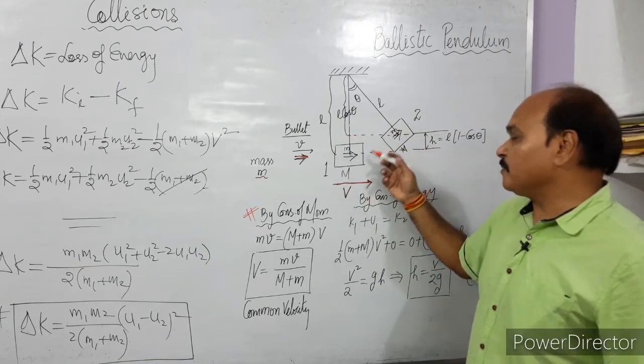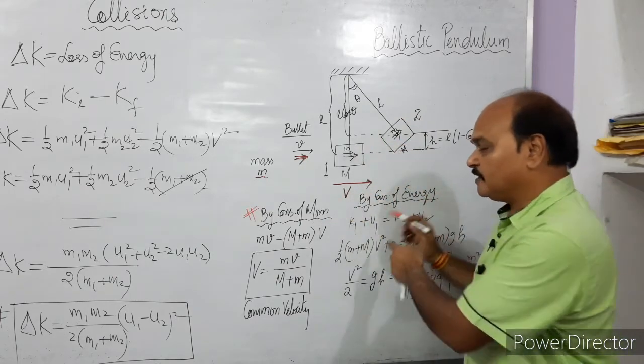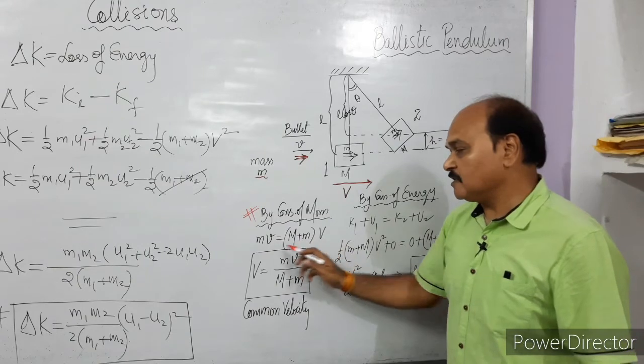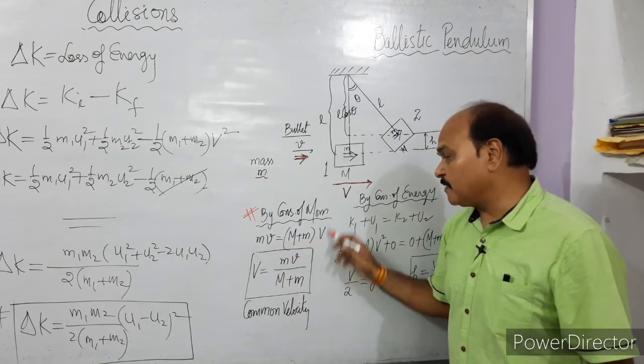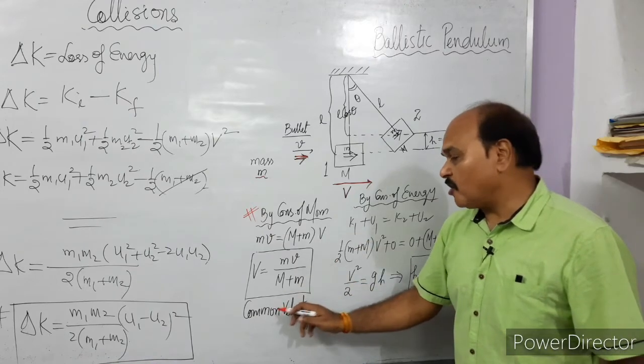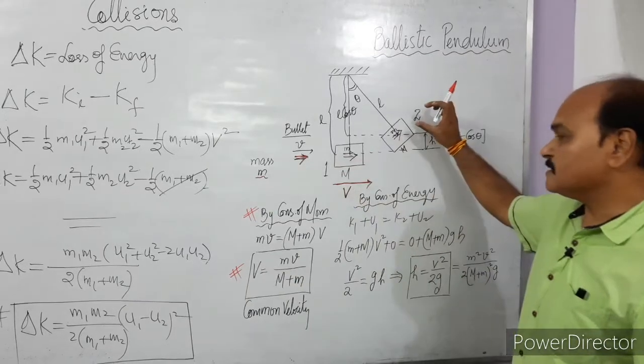So what is the final momentum? Final momentum is going to be the combined mass m plus M and common velocity V, the product (m plus M) into V. So this is the momentum before collision, mv, and this is (m plus M) times capital V. Capital V is the common velocity, that is the velocity with which this mass is going to rise.